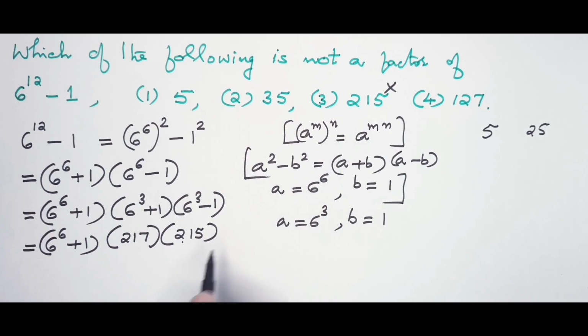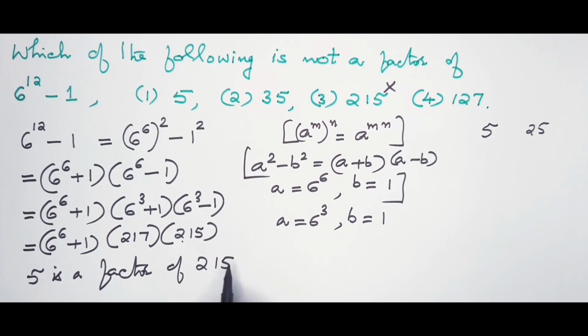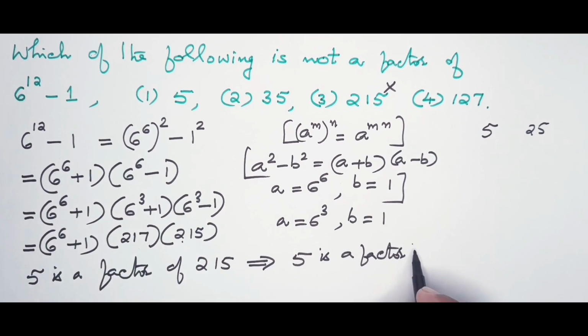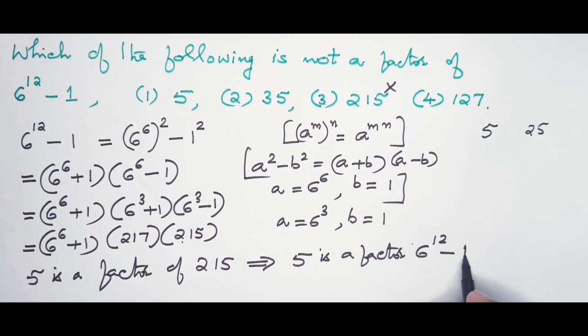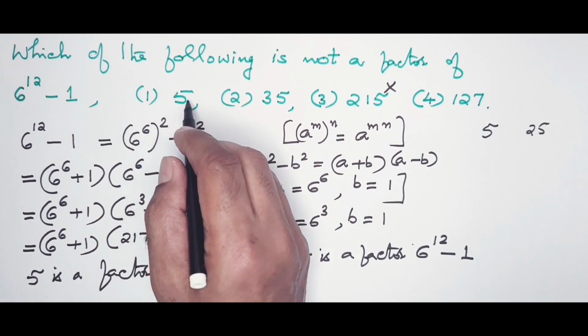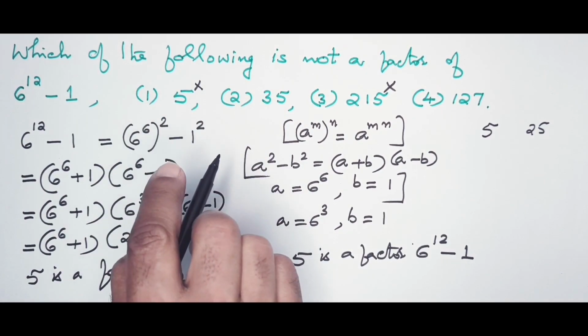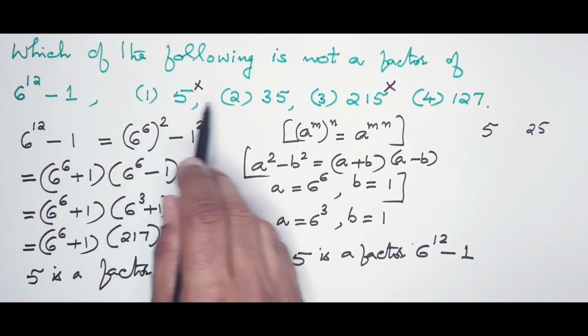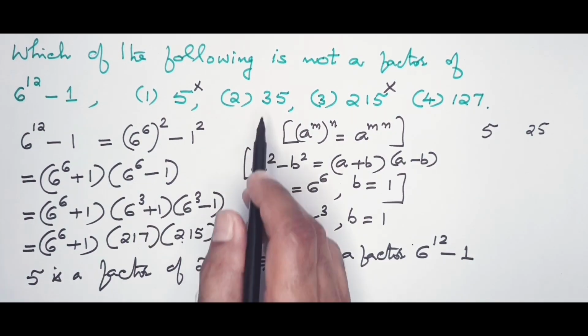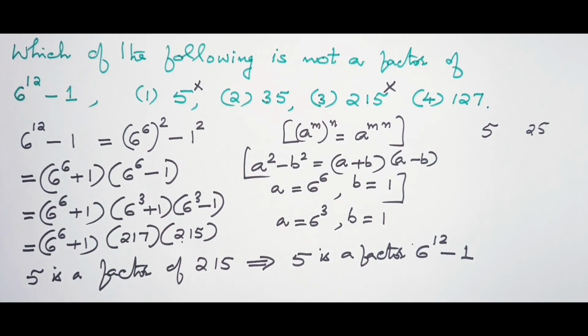Now, if 215 is a factor of any number, any factor of 215 will also be a factor. Obviously, 5 is a factor of 215. This implies 5 is also a factor of the given expression 6 to the power 12 minus 1. That means 5 is also out, because we are looking for a number which is not a factor. These are clearly two factors. Now we have two more options. One of them has to be ruled out.